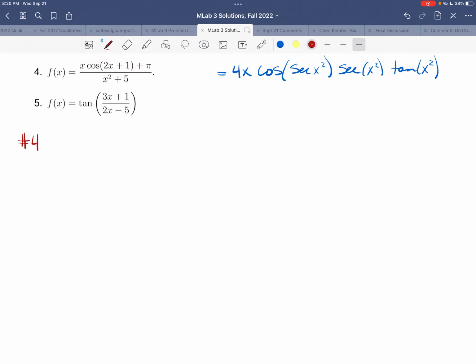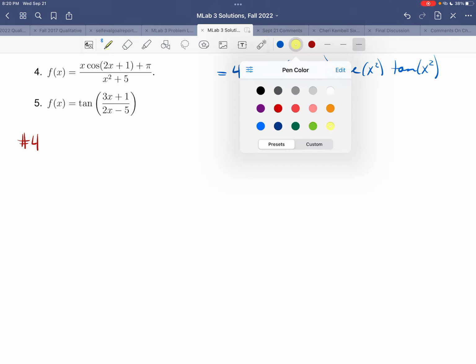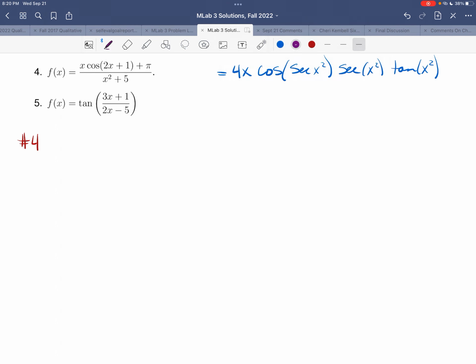But it might be helpful, let's kind of to the side remind ourselves how the quotient rule goes. Let's get a new color here, purple. Okay, if I want to take the derivative of, let's say, the top over the bottom, the quotient rule says it's the top prime times the bottom minus the top times the bottom prime all over the bottom squared. So that's where we're at.